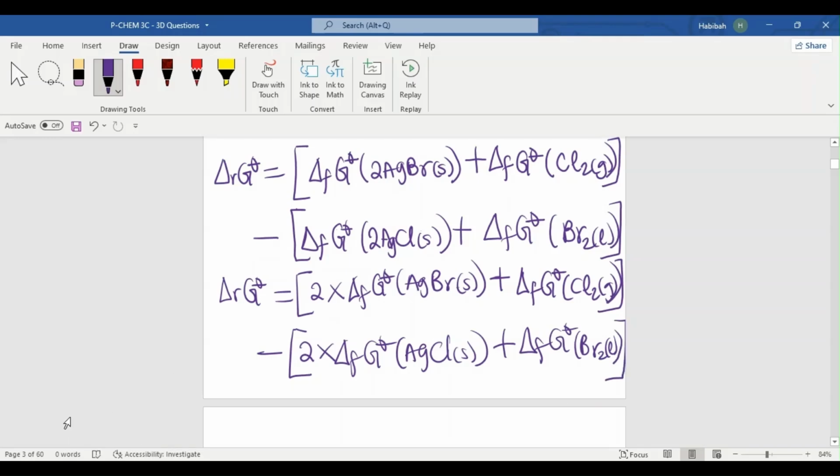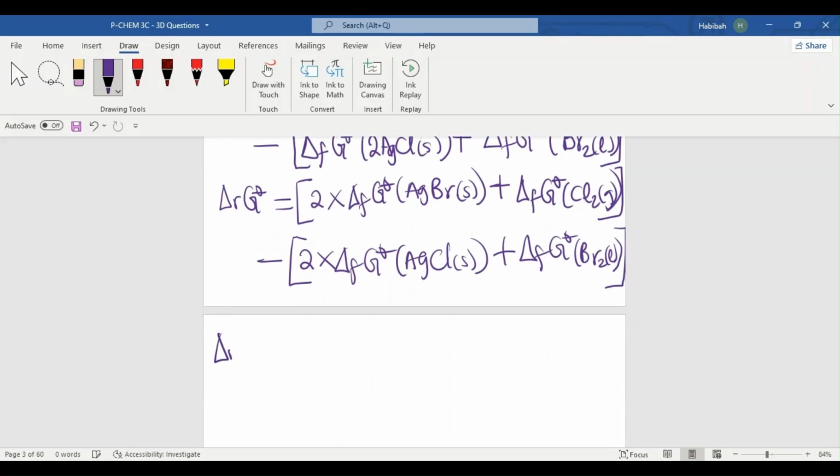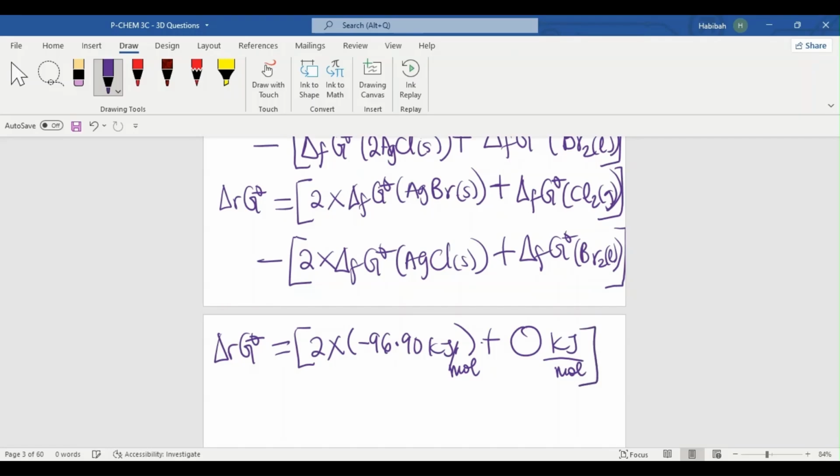So yeah, that's basically it. The Gibbs energy of reaction would just be us substituting. So 2 times the Gibbs energy of formation for HBr. Looking at the resource section, we have negative 96.90 kilojoule per mole, plus the Gibbs energy of formation for chlorine gas, which is simply 0 kilojoule per mole. So we're done with the product side.